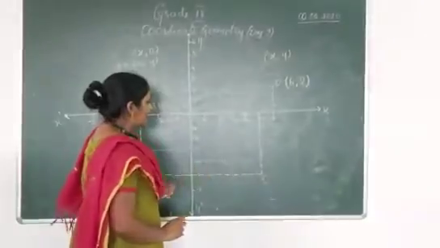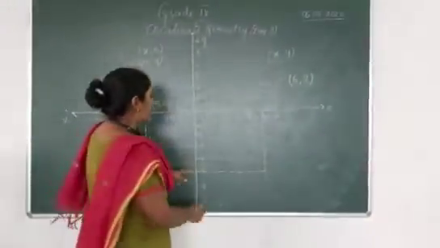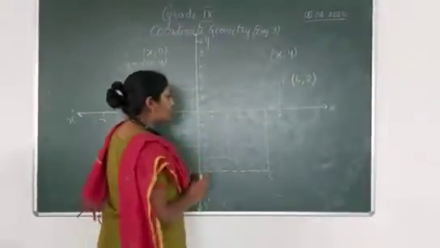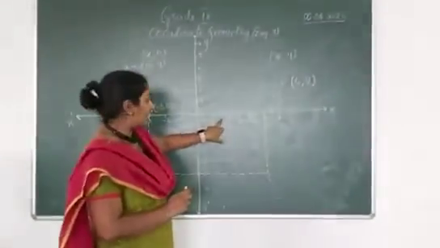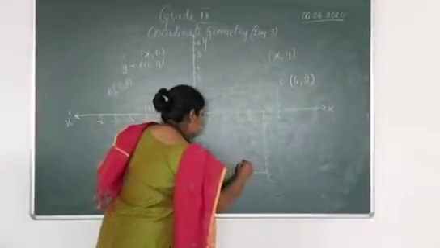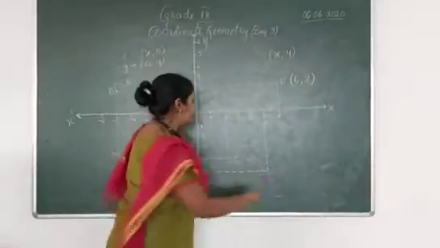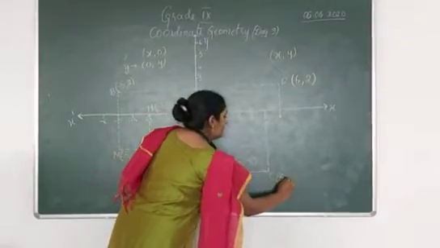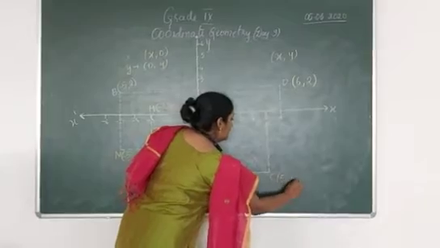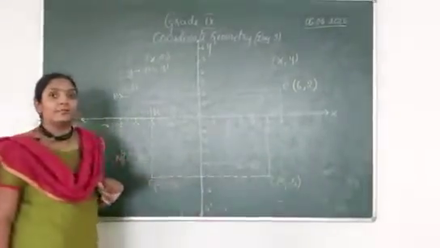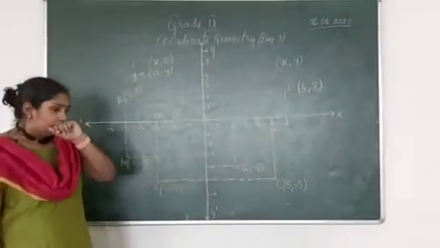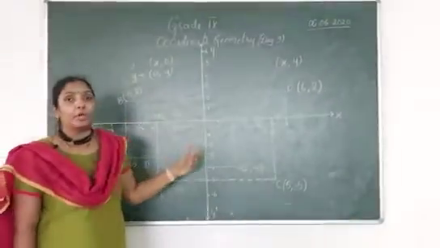Now moving to the fourth quadrant. What will be the coordinates of point A? The x-coordinate will be 2 and the y is minus 4. Coming to C, it will be 5 comma minus 5. So this is how we determine the coordinates of any point given to you.